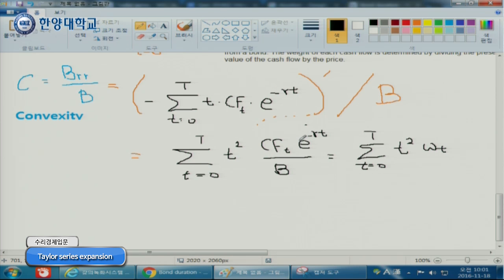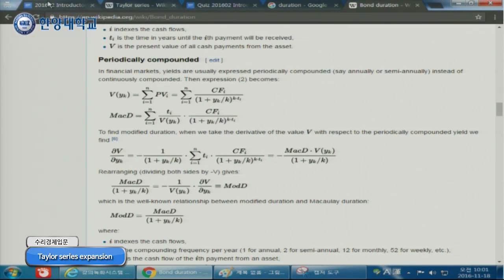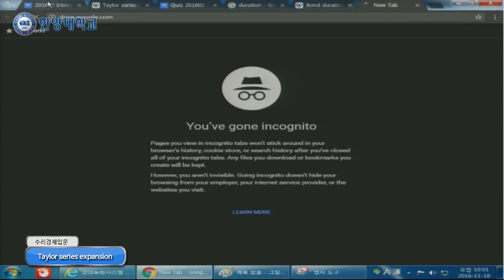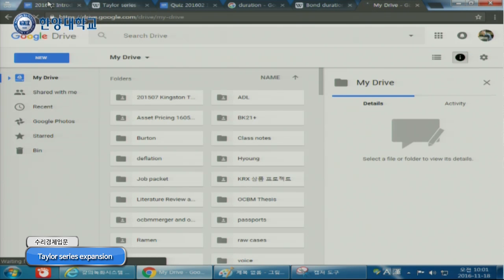So let me take an example. Let's look at the example. Do you have a computer? Did you bring a laptop? No. If you have a laptop, please open the laptop.